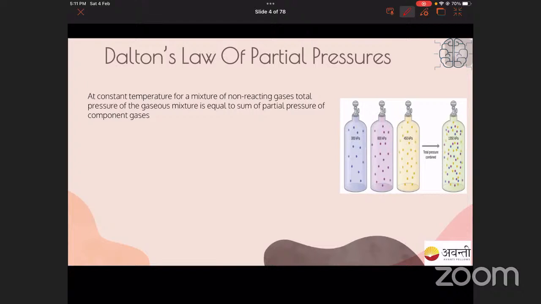Never blown balloons or what? Fine. Okay, fine. Leave the example.